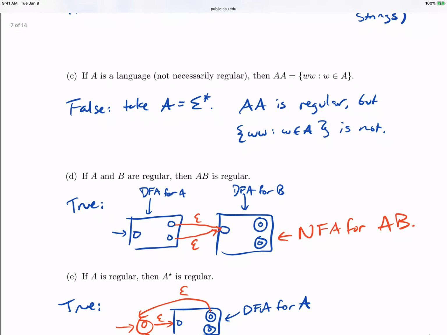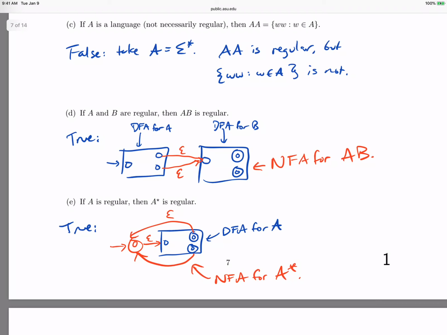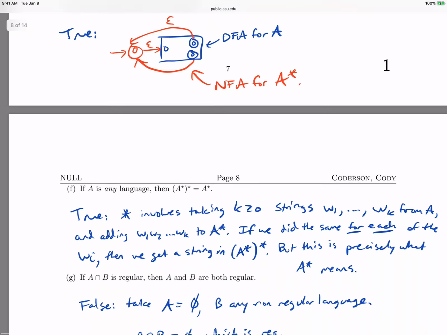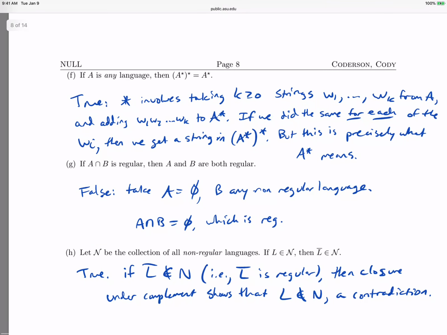So don't really worry about D and E other than not doing circular reasoning, because most people miss these two for that reason. Any questions on D and E? Okay, we need more. So F, only a few people got this.